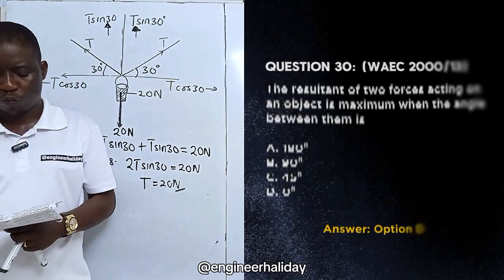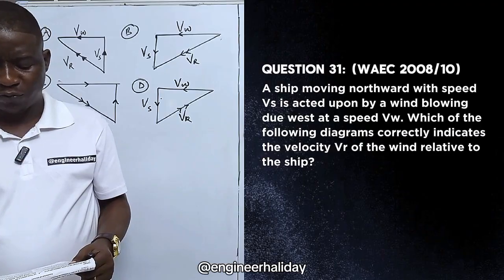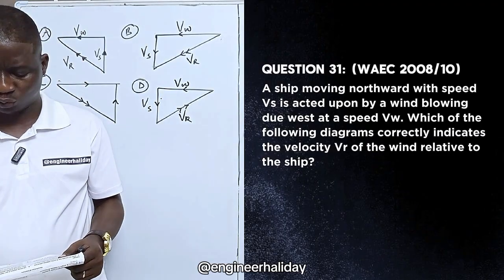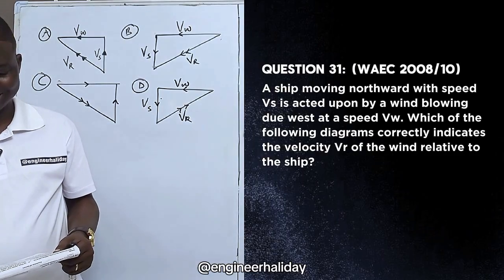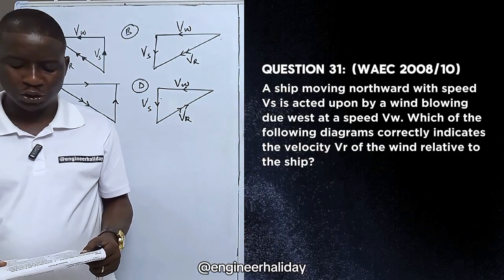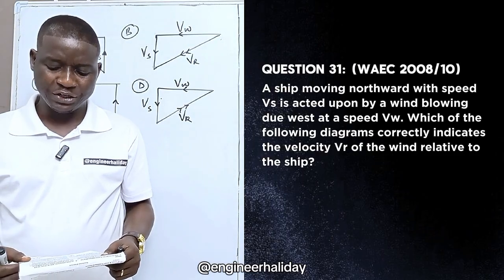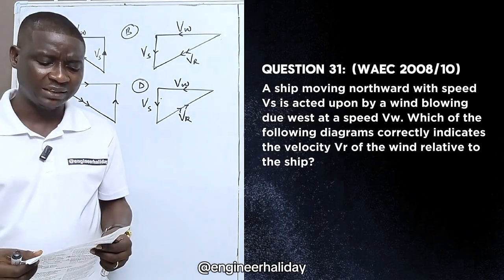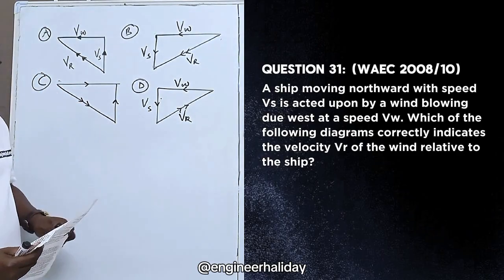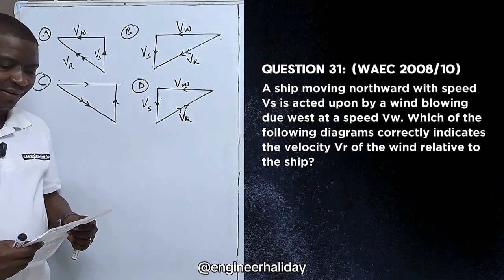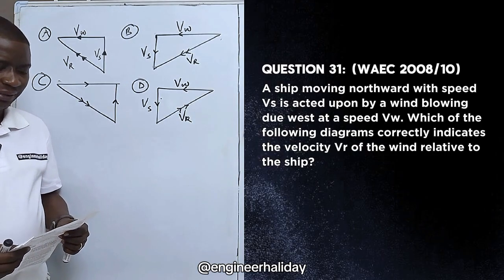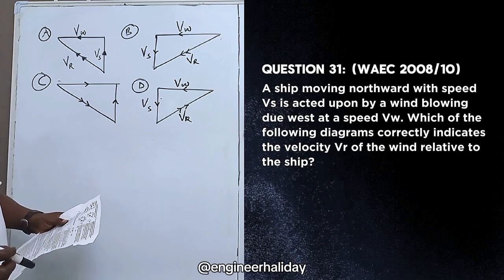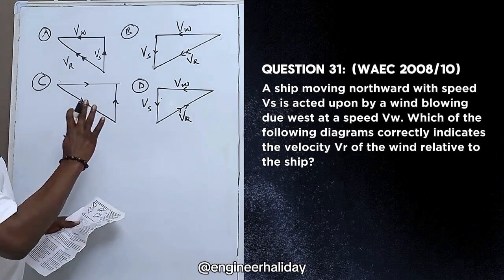Now, number 31. A ship moving northward with speed Vs is acted upon by a wind blowing due west at a speed of Vw. Now, which of the following diagrams on the board correctly indicates the velocity of the wind relative to the ship?